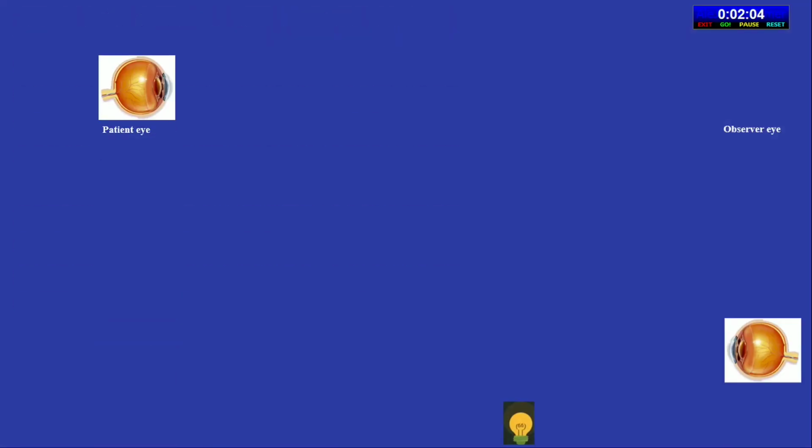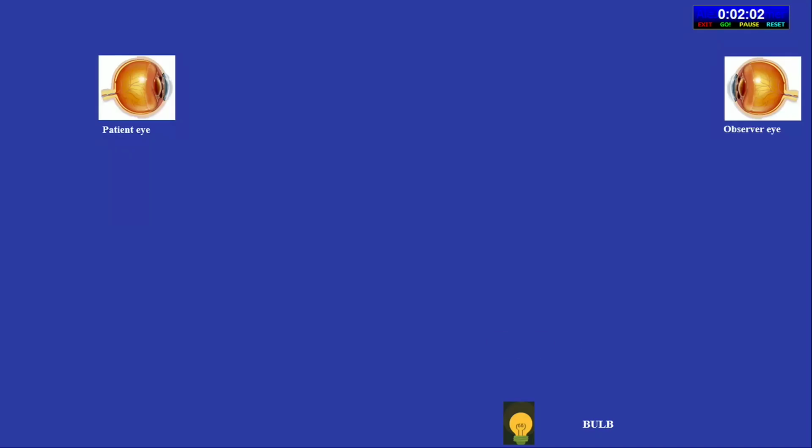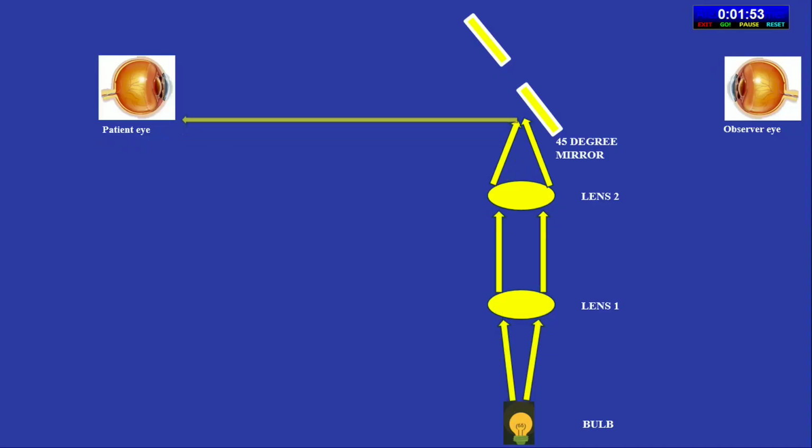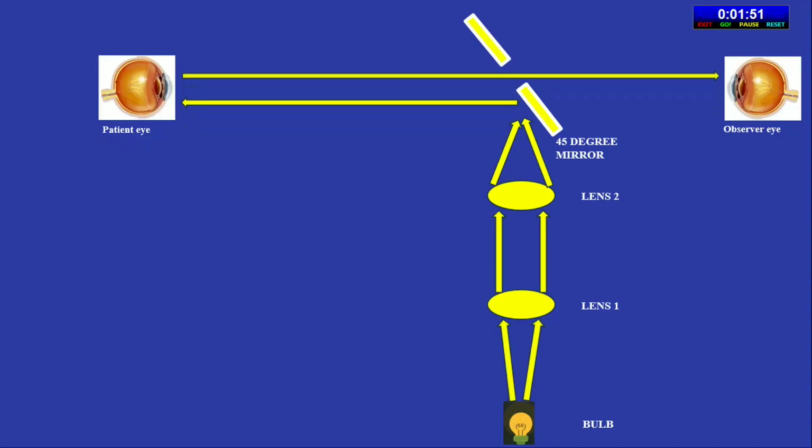Direct ophthalmoscopy, main thing is the optics of direct ophthalmoscopy. Considering we have an emmetropic patient and an observer, we have a light bulb, two convex lenses and a 45-degree angled mirror with a slit in between it. Light falls on this mirror and is reflected on the patient's retina, which the observer sees.